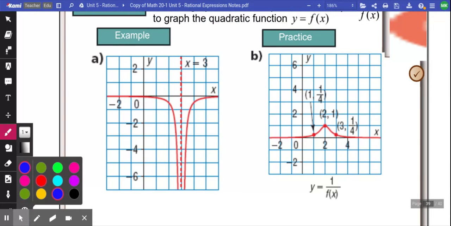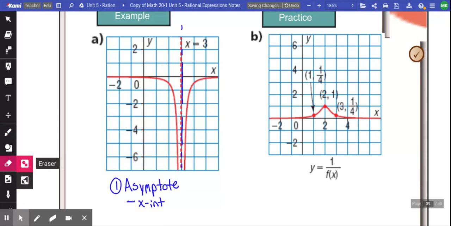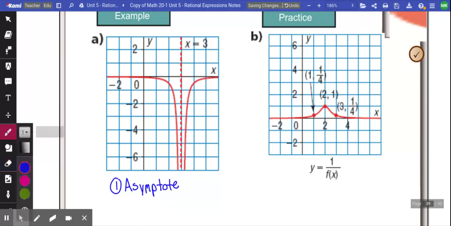So the first step is normally asymptote, right? So this time, I'm going to look where my asymptote is and realize that that means on the original graph, it must be my x-intercept. So when I see that asymptote there, what they're telling me is there was an x-intercept there at one point. So that means I'm going to put a dot right there.